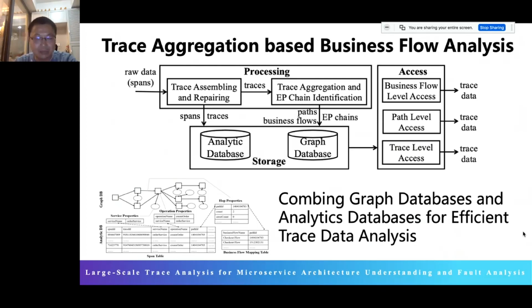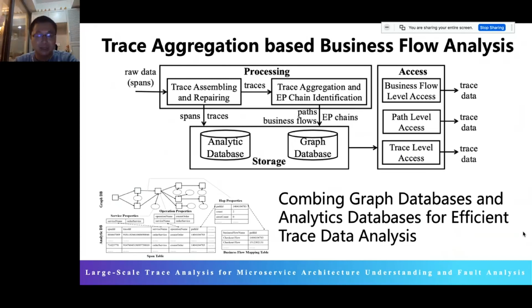For this kind of query, a graph database is maybe more efficient, but in other cases we may want to do some aggregation for some metrics. For this kind of metrics aggregation, an analytics database is maybe more efficient. So we combine these two kinds of databases to provide efficient trace data storage for our further analysis.